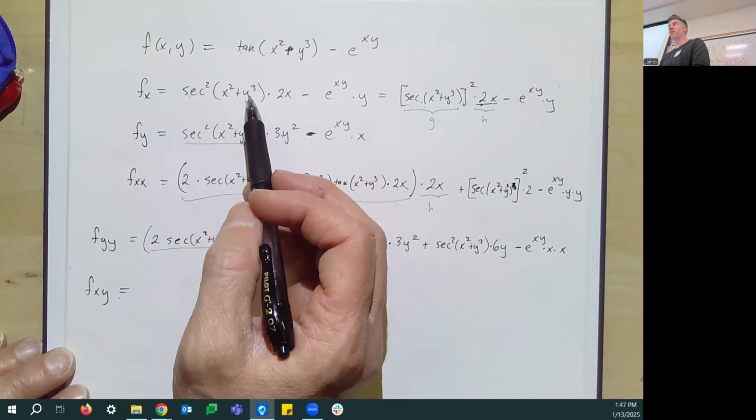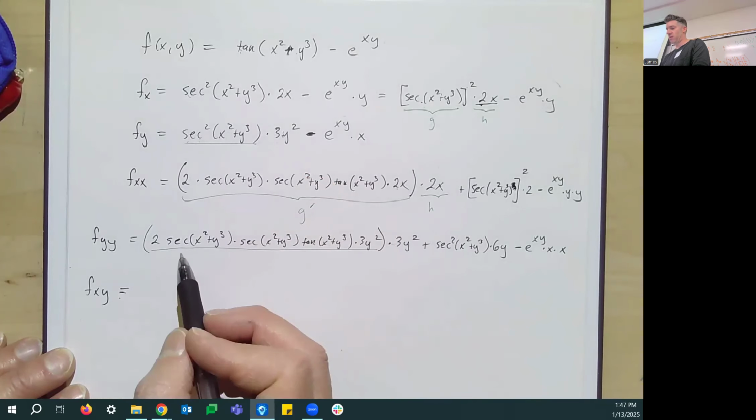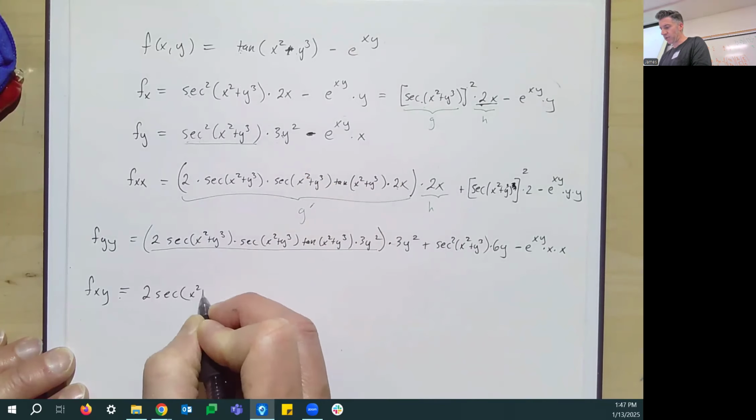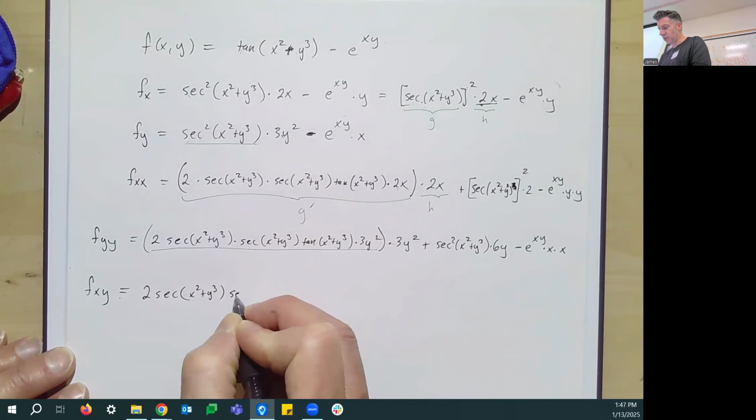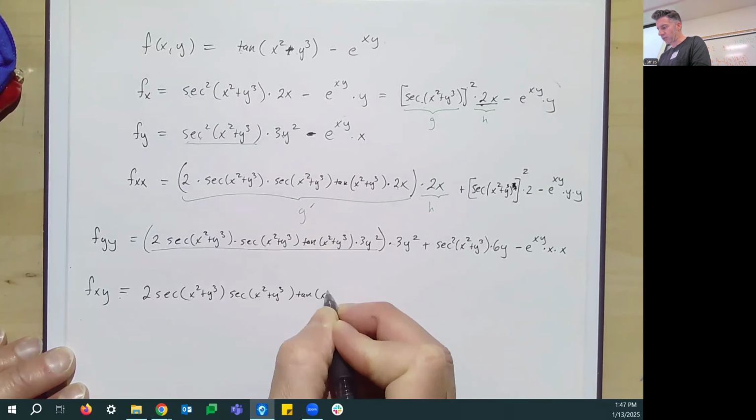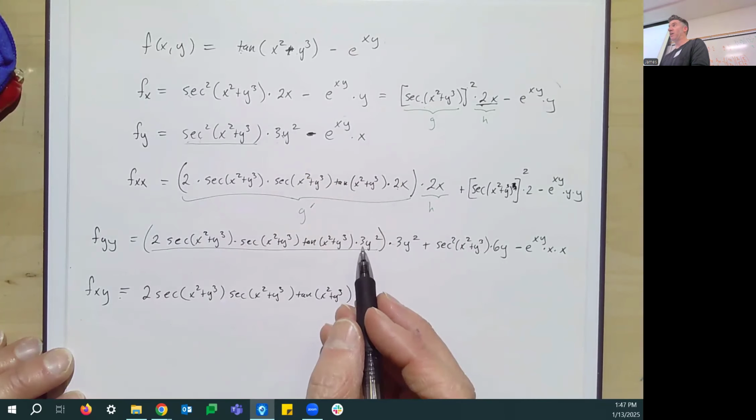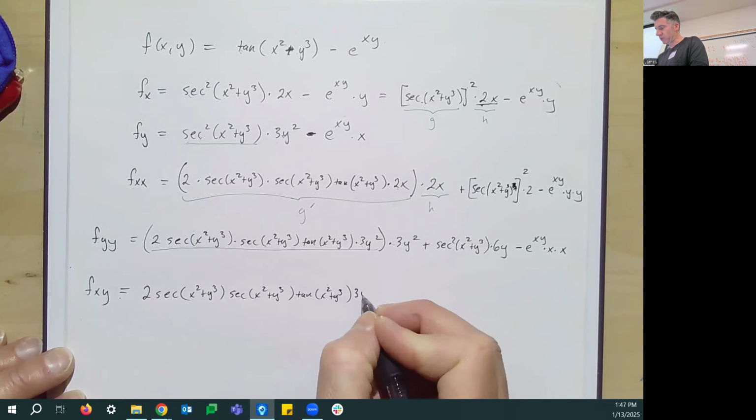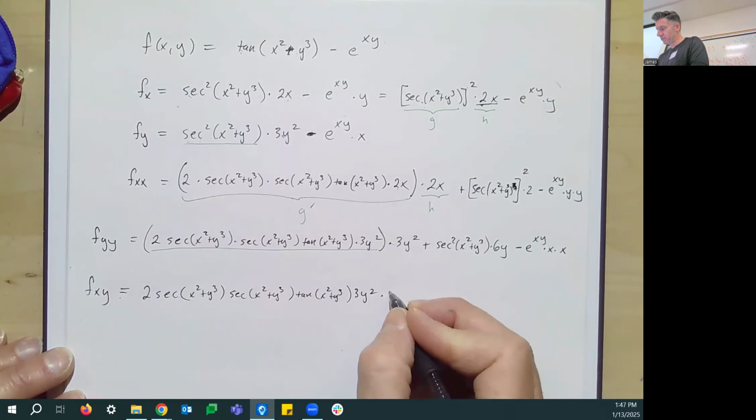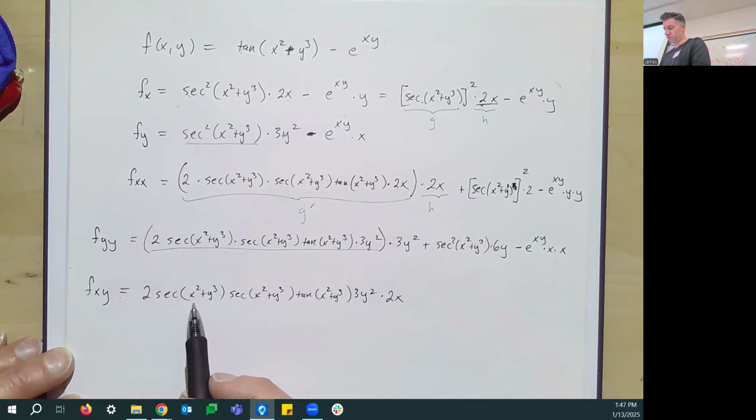Okay, it's still gross. It's still going to be all that gnarliness right there. It's going to be 2 times secant of x squared plus y cubed times secant of x squared plus y cubed times tangent of x squared plus y cubed. But then the derivative of the inside we're going to multiply by is the derivative of the y cubed part. So it's 3y squared. And then multiply by 2x. So that's the derivative of this piece right here.